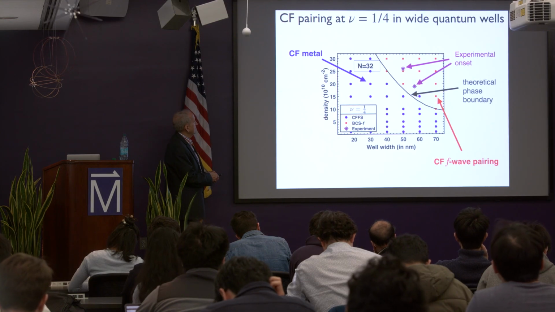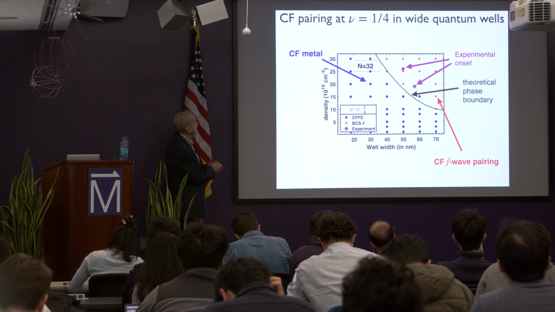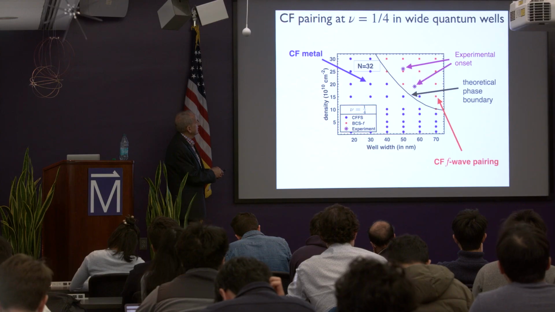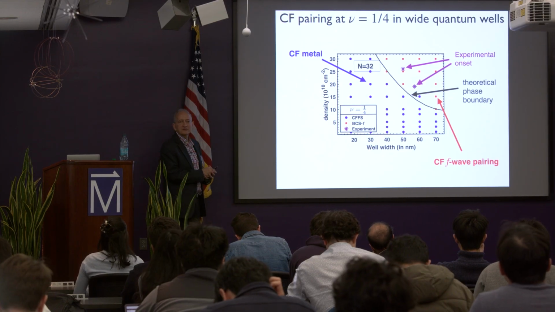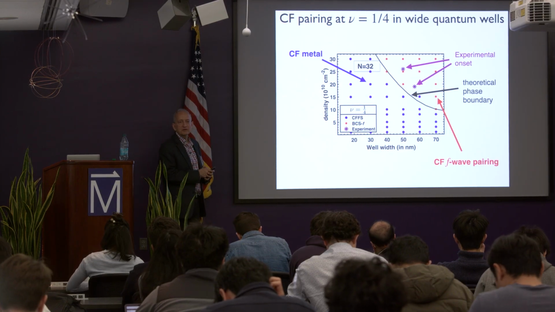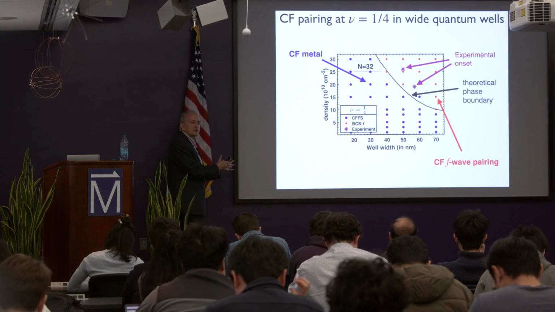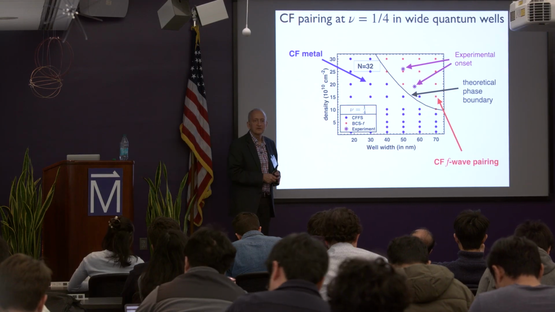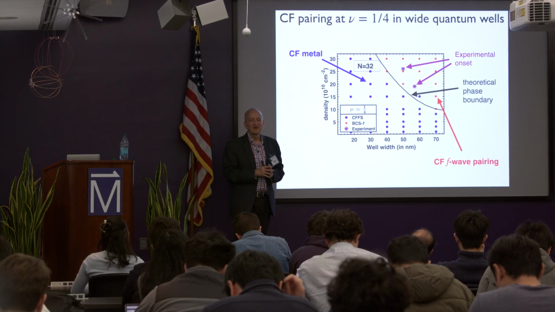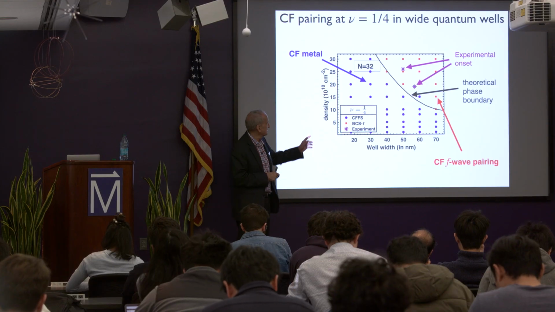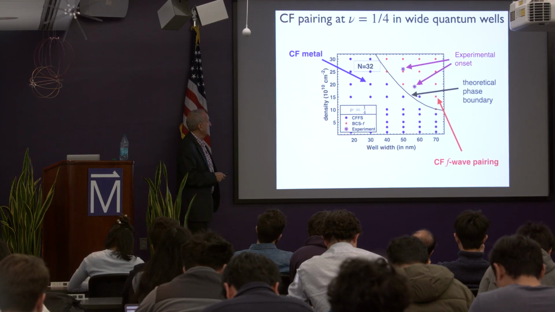A similar thing happens at filling factor 1/4. And again, Anirban did the calculation. This is the theoretical phase boundary. This is where the experiments are, so there are 2 data points for experiments. The agreement is not as good, but it's extremely good. We sometimes get spoiled by the quality of agreement, but this is really good agreement here as well.